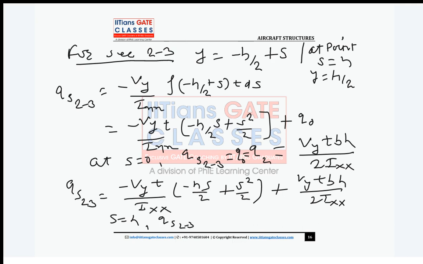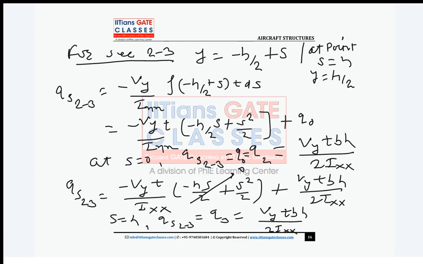It is Q3. Now guys, tell me what will be the Q3? If you substitute S equal to H, what you get? When you substitute H equal to S, you get this term as 0. So your Q3 will be nothing but again Vy tbh upon 2Ixx. Am I correct? It is nothing but equal to Q3.